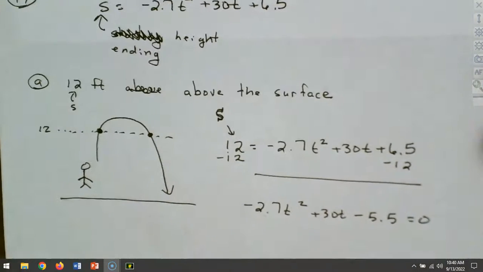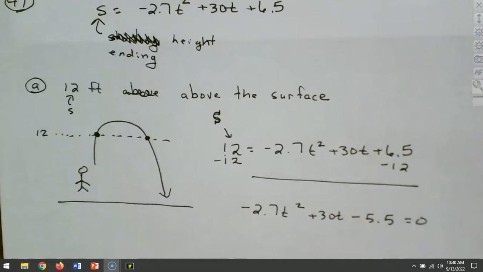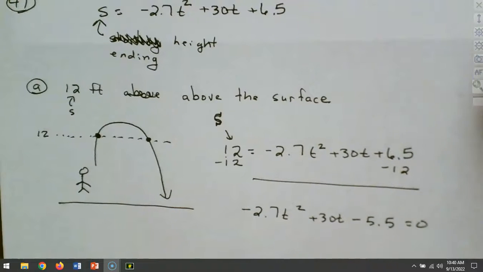Okay, so we'll move that over. Okay, and that gives you that minus 5.5. Is everyone okay with what I did there? Just plug my values in. That's all I did. Okay, set it to 0.